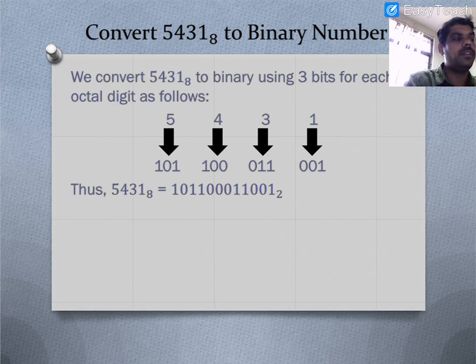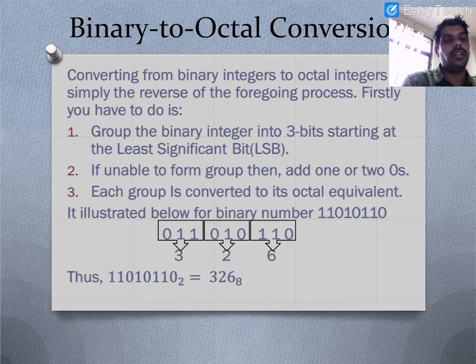And if it is 5431: 5 is 101, 4 is 100, 3 is 011, 1 is 001. Like this we need to convert. And next binary to octal, again reverse. Whatever the binary number, we need to divide it into groups of 3, grouping the binary digits into 3 starting at the least significant bit. First 3 bits, next 3 bits, like this we need to convert into octal, binary to octal.